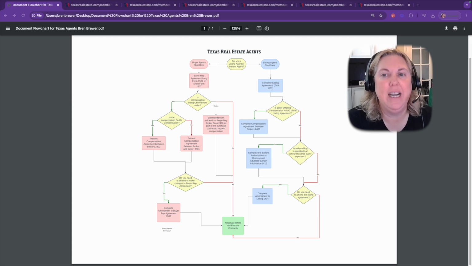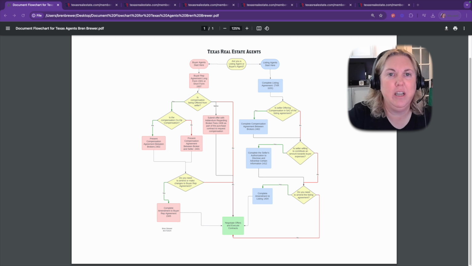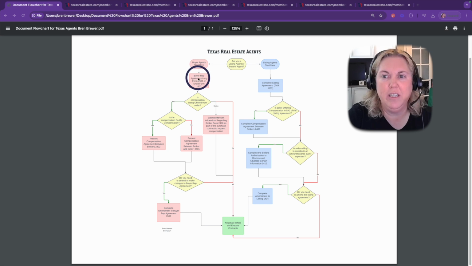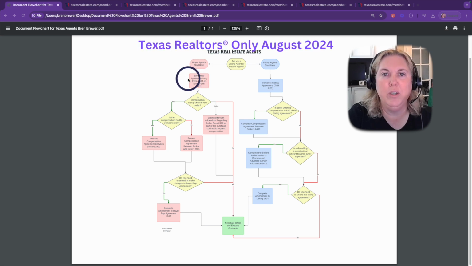So on the buy side, you're going to fill out your buyer rep agreement. So let's go over that. There's going to be two options. It's going to be either your short form or your long form. So here we are, buyer agent starts here. We're going to do a long form or the short form.